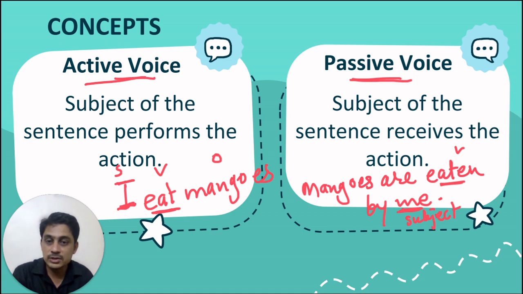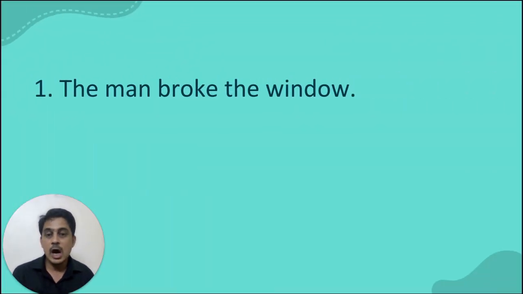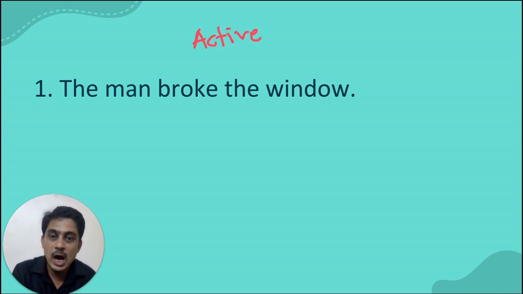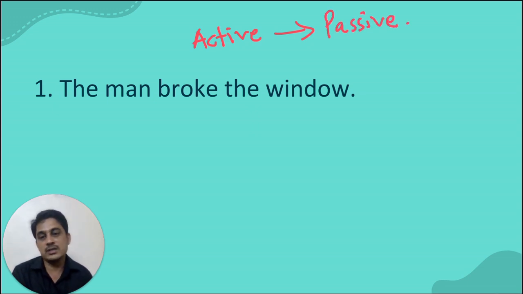Now, I'll tell you how to change the voice from active to passive. In this short video, we will only see how to change active voice sentences into passive voice sentences. Sentence number 1 is, the man broke the window. We have to convert this active voice sentence into passive. The man broke the window.